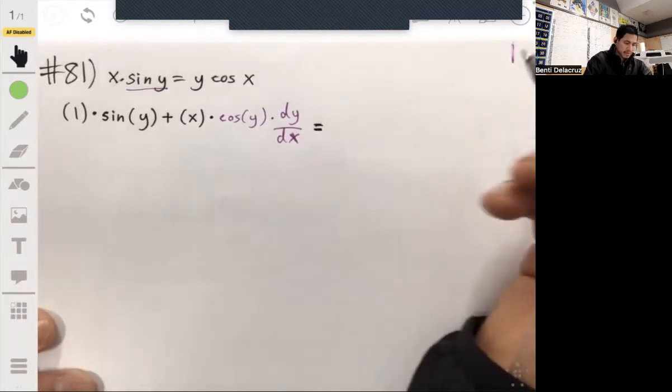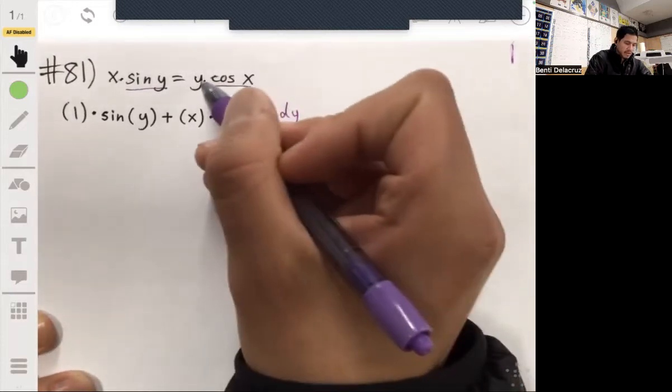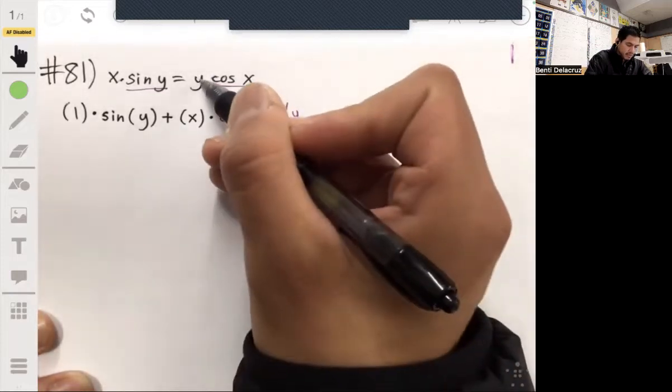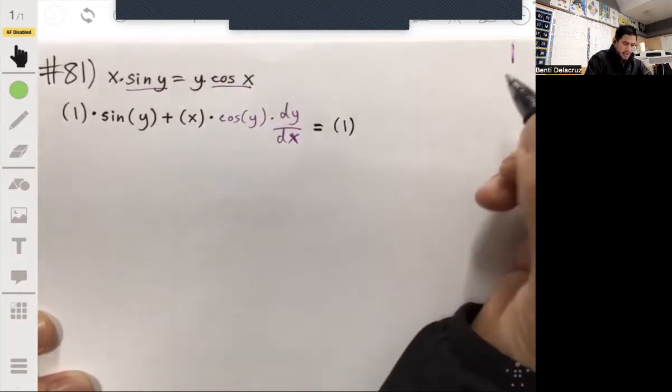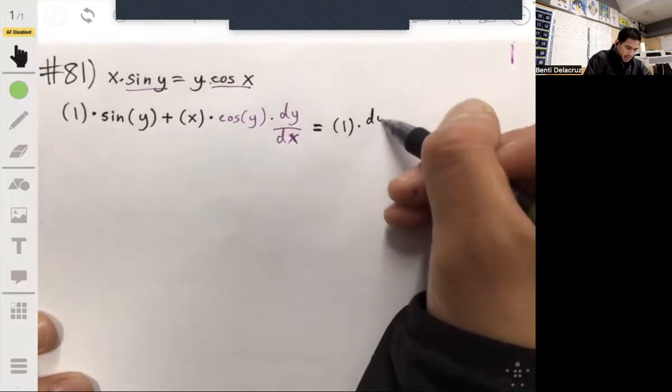Okay, so this will be equal to, and again, we have the product rule on the right side. We have a function here and another function here. So we're going to take the derivative of y first, which will be 1. And then again, we're going to multiply that by dy over dx because we have a function of y.